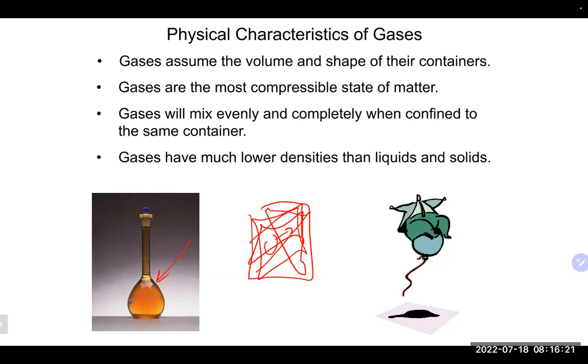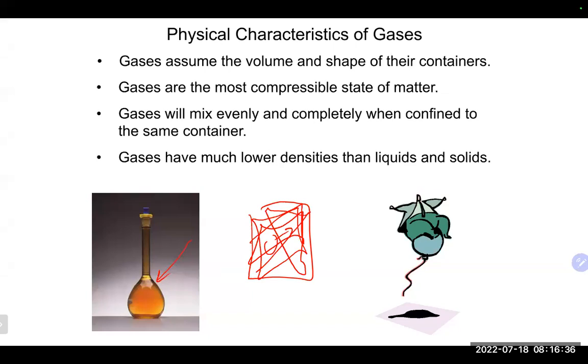Gases are the most compressible. Obviously, as you compress a gas down, it gives everybody a lot less room to move around and fly around. What that leads to is a lot more collisions, and a lot more collisions typically will lead to a lot more pressure associated with it.